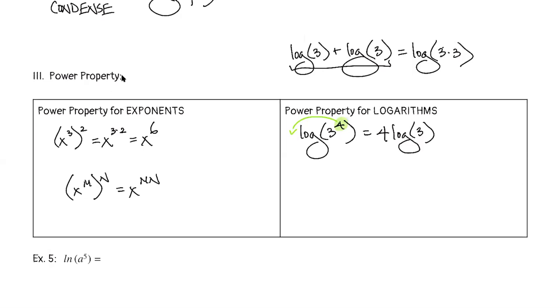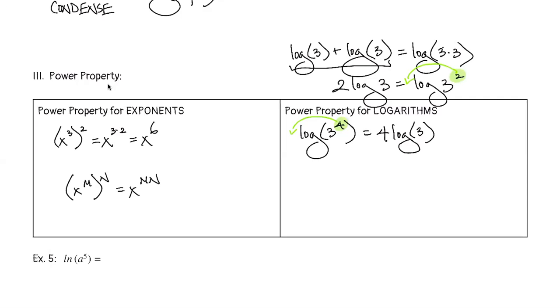Yeah, I've got 2 of them. So 2 log 3. But check this out. If I have log 3 squared, the power property says I can take this power and bring it down to the front. And now my two sides are equal. 2 log 3 equals 2 log 3.